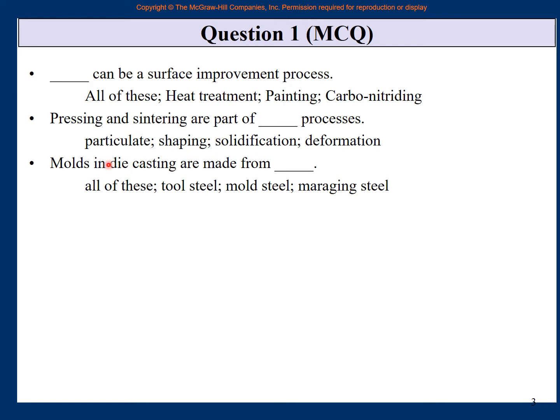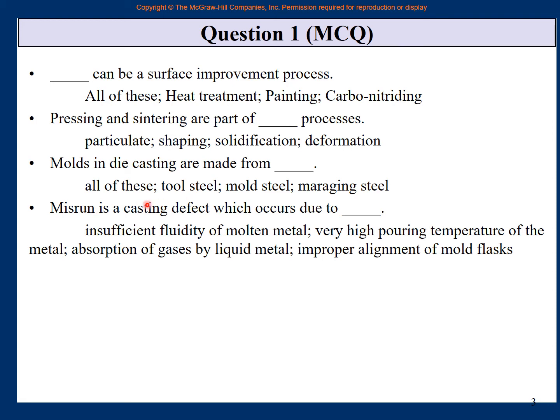Molds in die casting are made from what? Tool steel, mold steel, maraging steel. So if you had gone through that part where we are asking about the molds in die casting, tool steel is one category which is used, mold steel is another category which is used, and maraging steel. So all of these is again the answer. These are very high quality specialty steels having very high strength and very high hardness, and they can go to a very good surface finish and so on. So all of these.